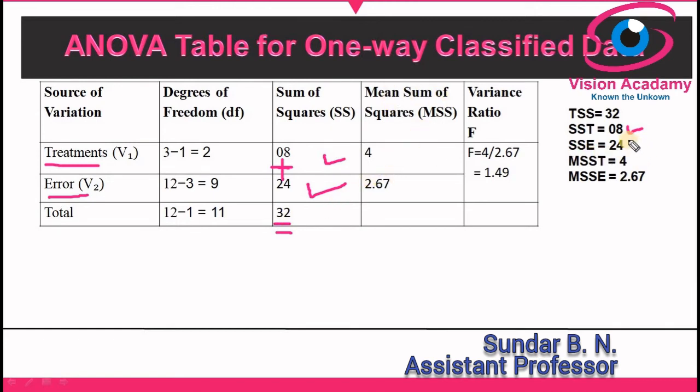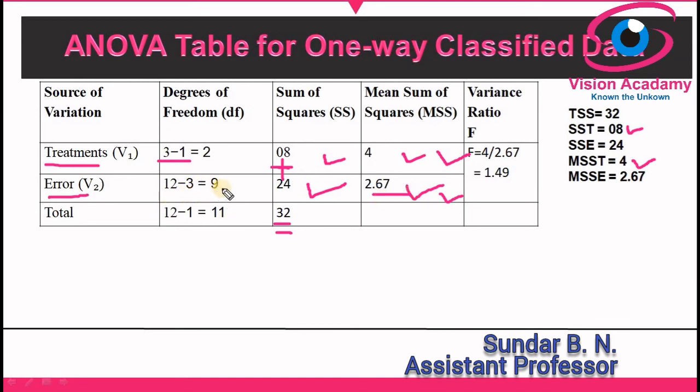And mean sum of square, we have calculated in my earlier slide: mean sum of square due to treatment is 4, and mean sum of square due to error is 2.67. In the treatment I have taken MSST, in the error I have taken MSSE. And what about the degree of freedom? The degree of freedom relating to MSST I have considered here. For MSST, degree of freedom is k minus 1. Number of groups in this example is 3, so k is replaced by 3. 3 minus 1, 2. And here n minus k for MSSE, n is 12 and k is 3.